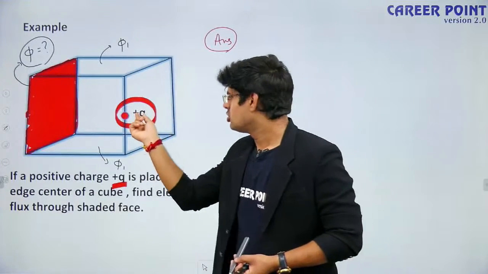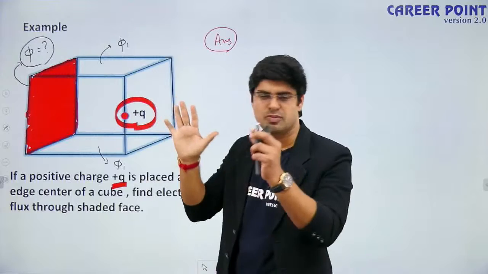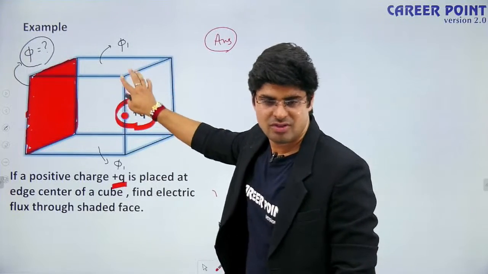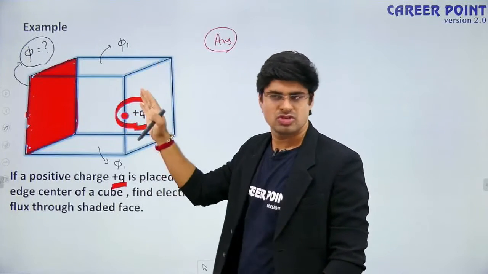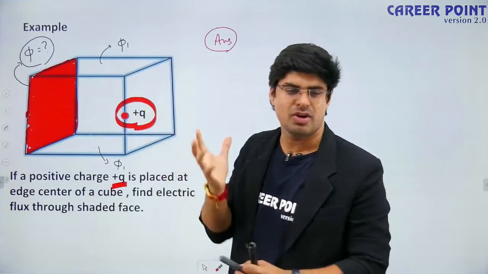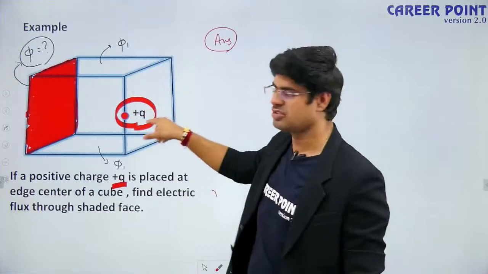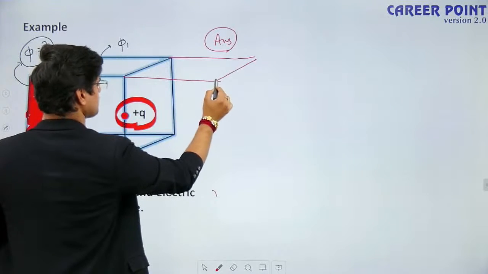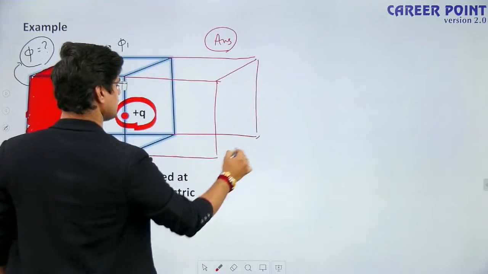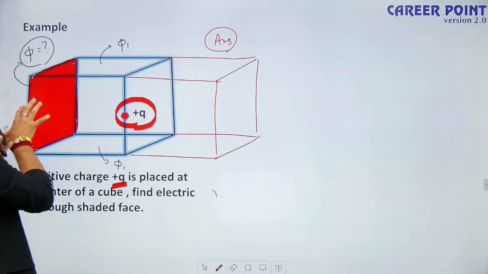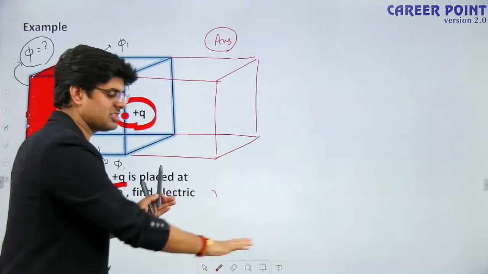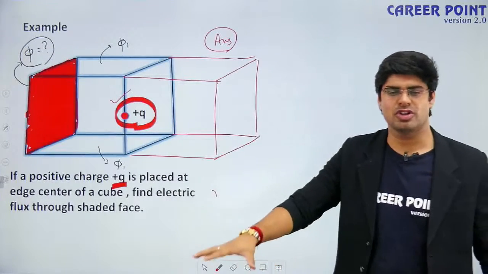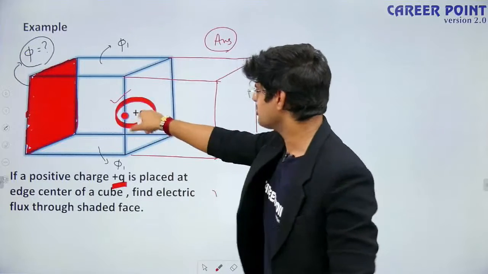How many cubes are required to symmetrically hide this plus Q positive charge placed on the edge? See, according to me, one is already there. On one box we have placed a charge at the edge. So we require 1, 2 and 3. 3 boxes more to be able to hide this plus Q symmetrically. So you can say one box you can keep here like this. One more box we can place here, one more box we can place here. So basically 4 boxes at the bottom, and exactly in the middle of them plus Q charge is placed.